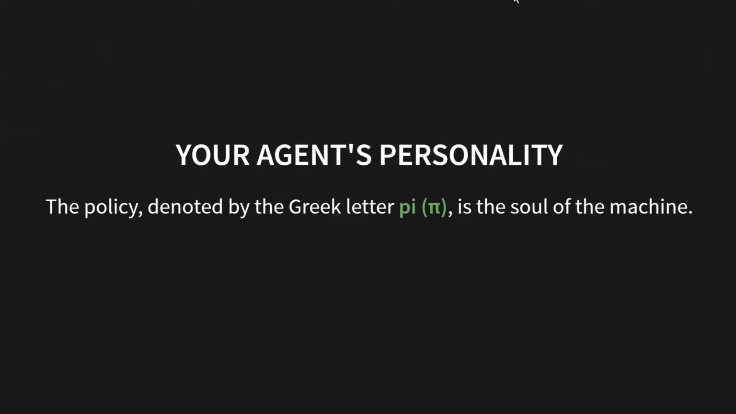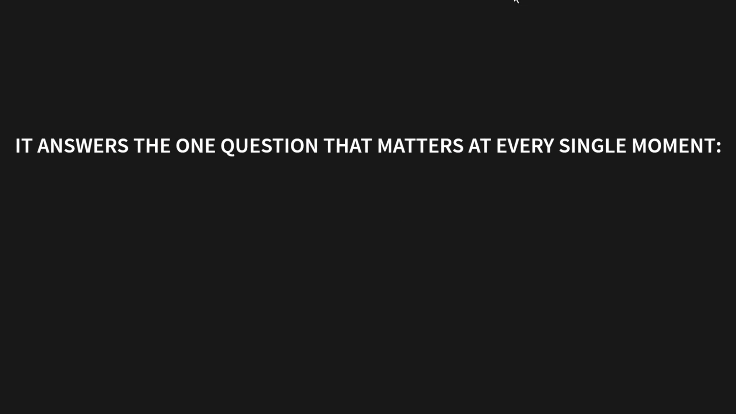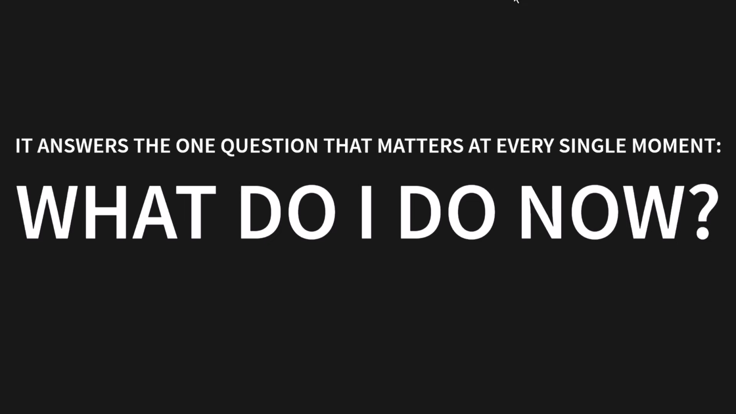The policy, and you'll see it on the slide here, denoted by the Greek letter pi, is basically the soul of the machine. It's the agent's behavior, its character, its code of conduct. It answers the one question that matters at every single moment. What do I do now?